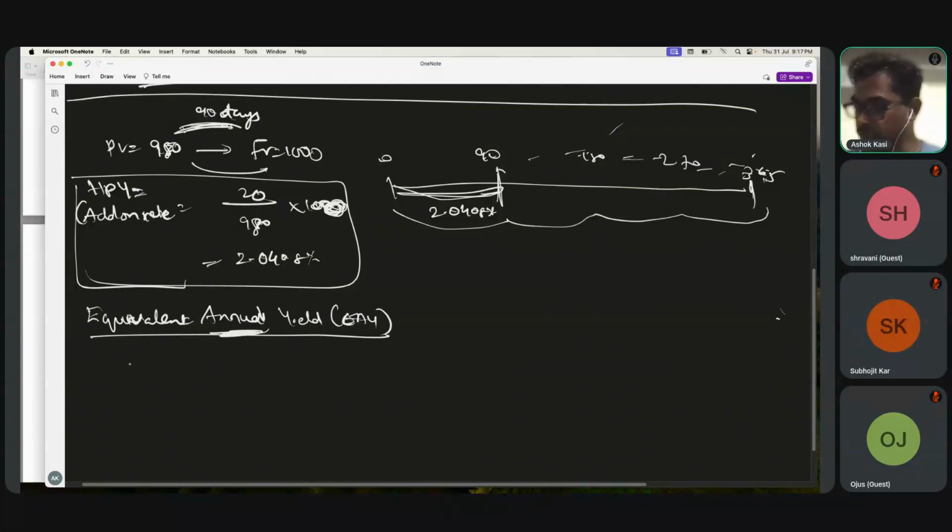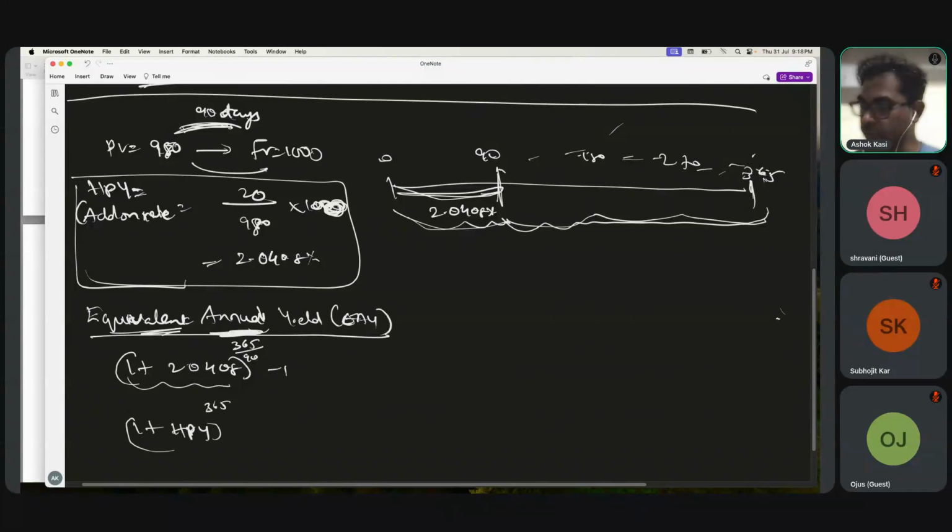So how to annualize? 1 plus 2.0408 percent, raised to, that means I'm assuming that this grows at the same rate for the next 1 year, because I want the equivalent annual. So it should be 365 divided by 90. The formula is: holding period yield raised to 365 by n, minus 1. This is the formula.